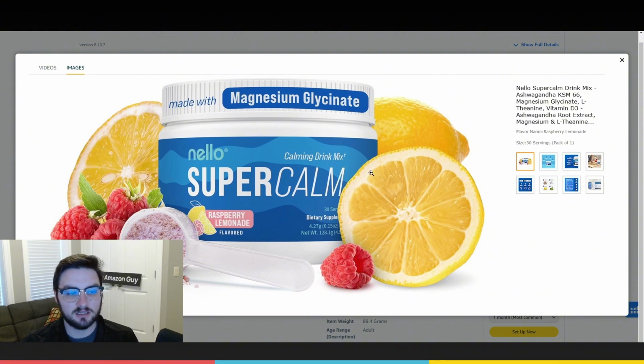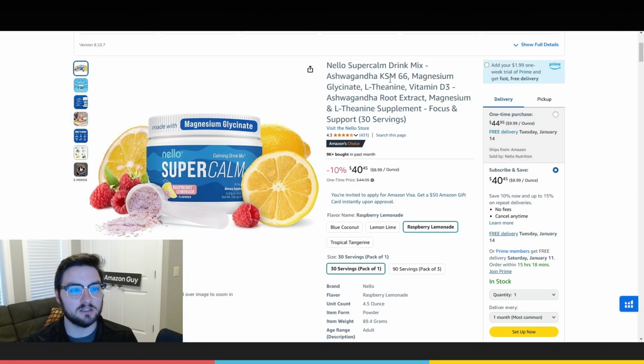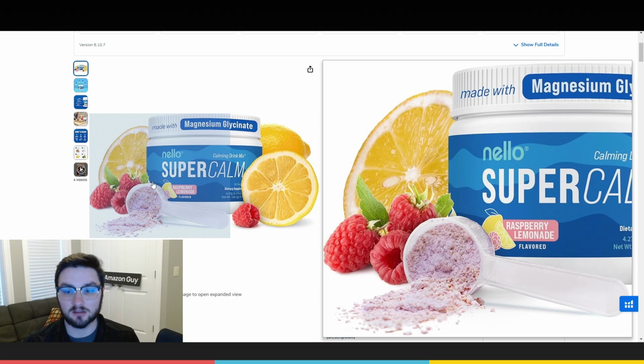Again, this is a 3D rendered bottle. You can tell that very easily just from the cap and everything. So this isn't even really the product. This isn't a picture of the product. Everything here is essentially added on after the fact. But it gives a great click-through because people immediately know and can see this is a product with magnesium glycinate and it tastes like raspberries and lemons.